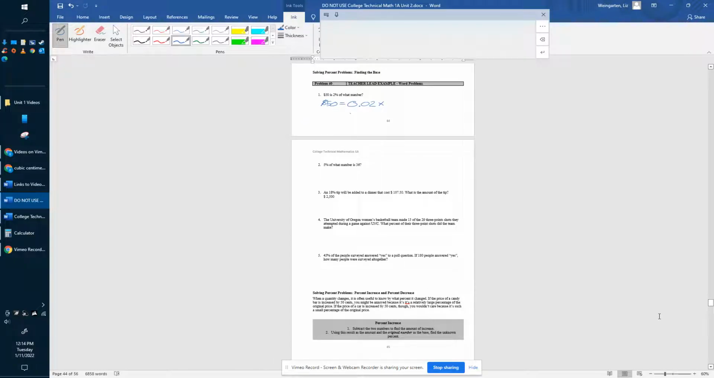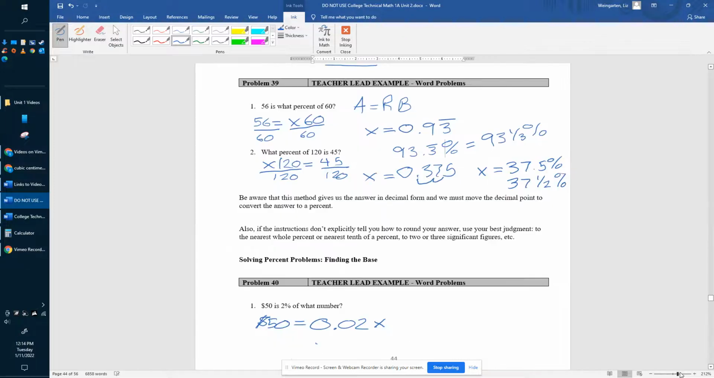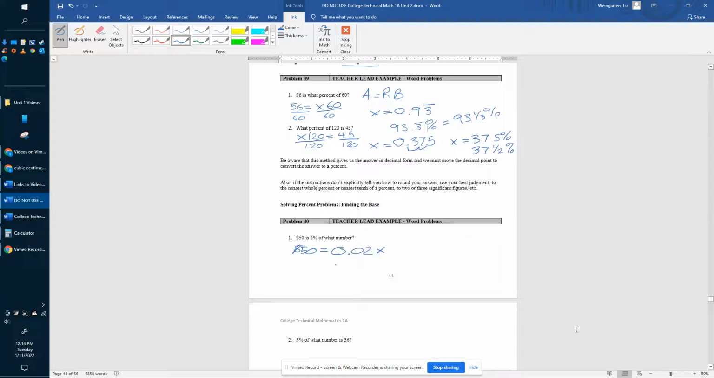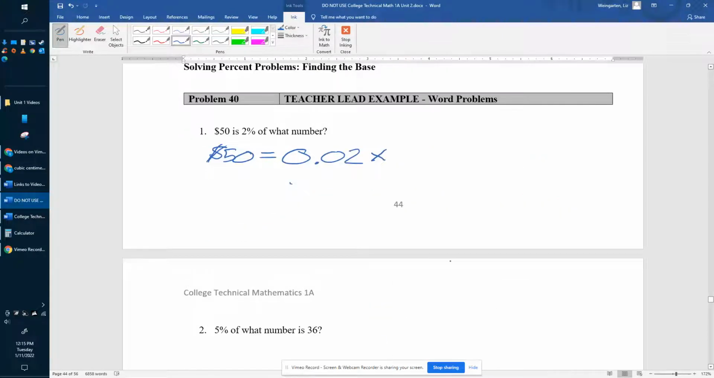Ooh, we are zooming out and I don't know why. Pardon my crazy computer. I do not know why it's so crazy.